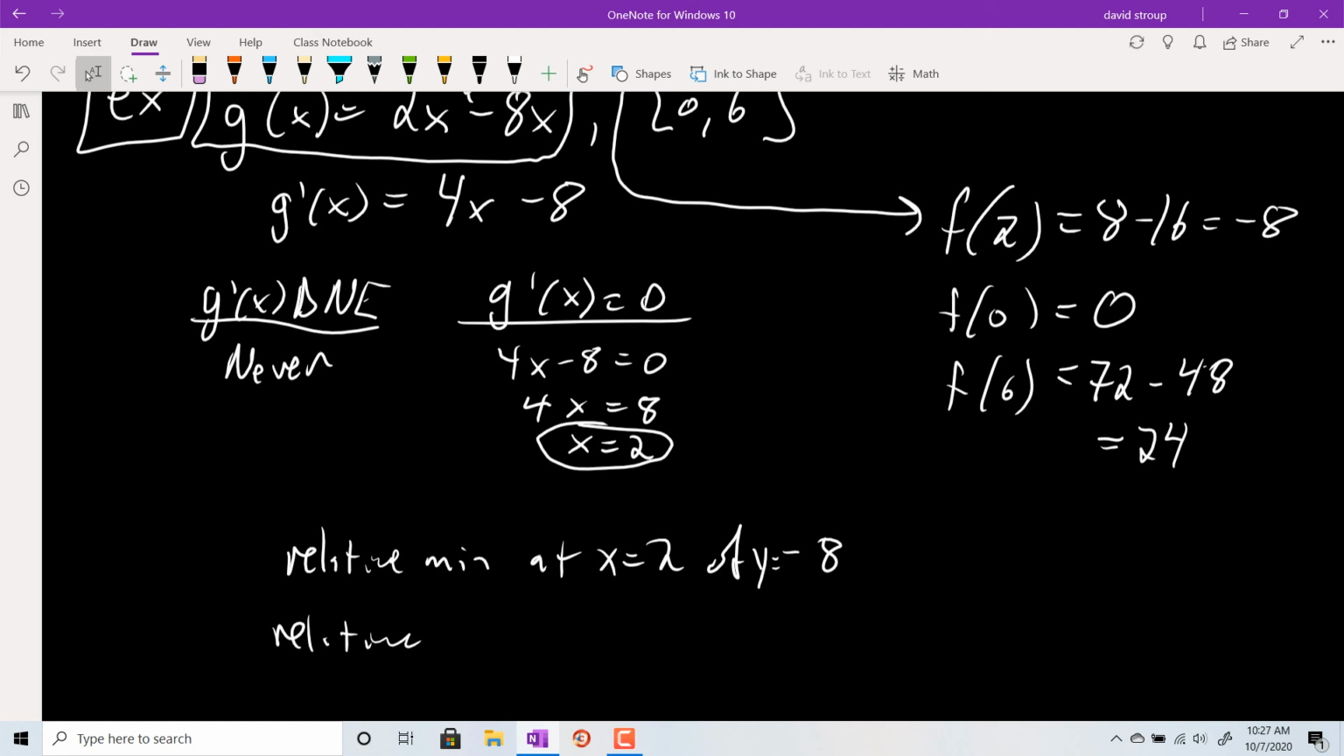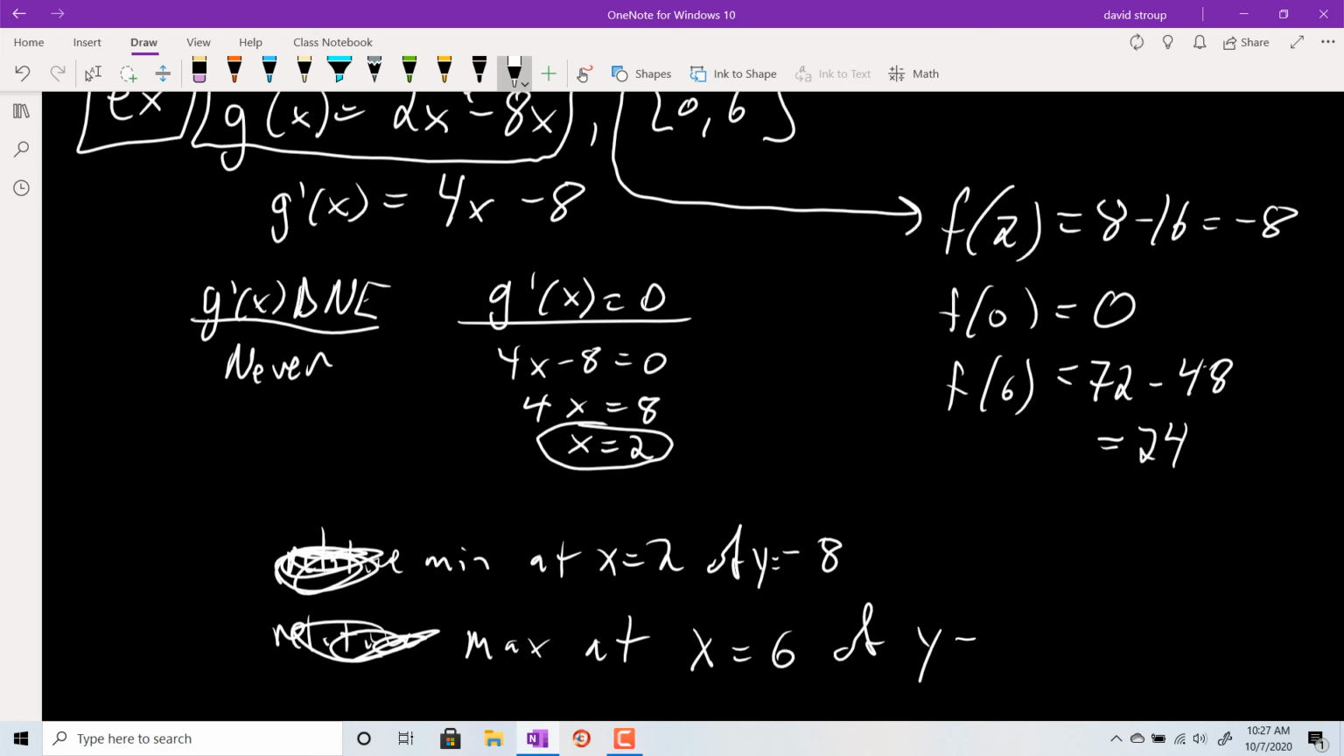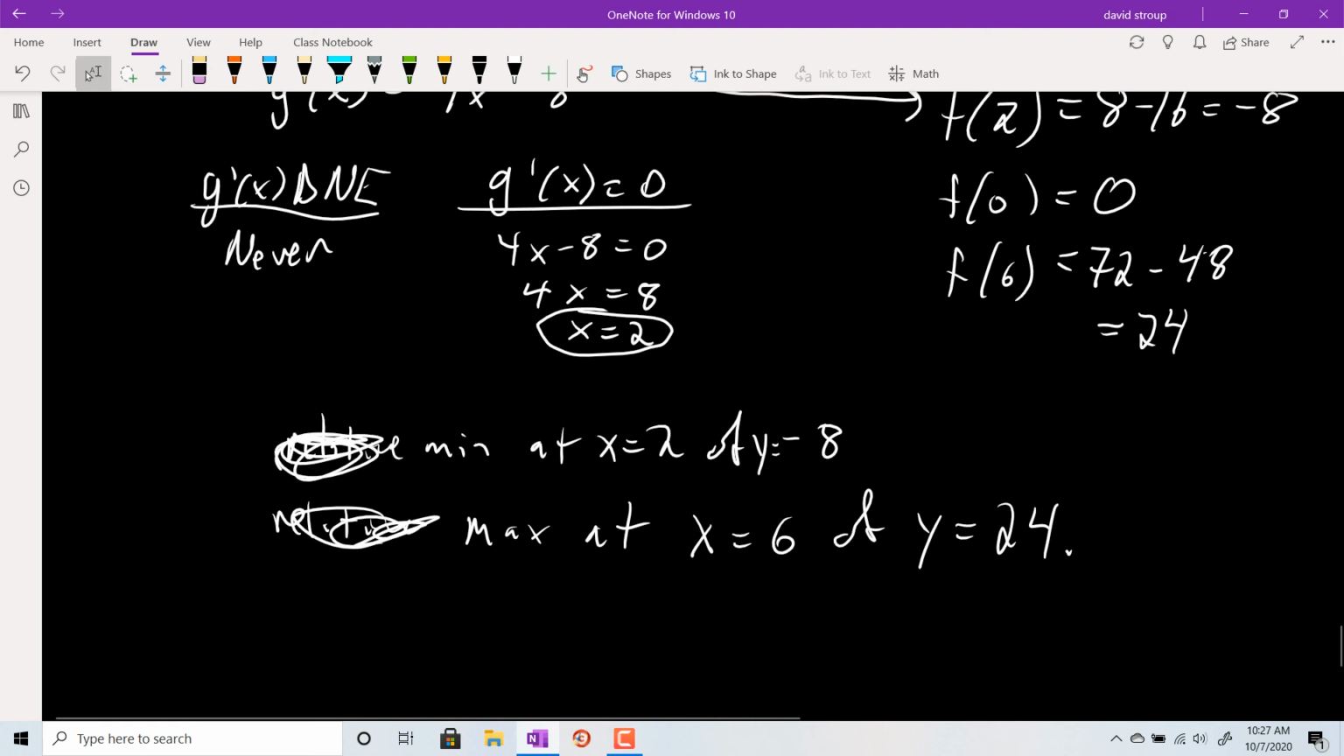Actually, on this interval, I don't think we need to call them relative maxes and mins. We could just call them maxes and mins. You don't need to qualify them. So let's just say a min at x equals 2 of y equals negative 8, and then a max at x equals 6 of y equals 24. Okay. Let's look at another.